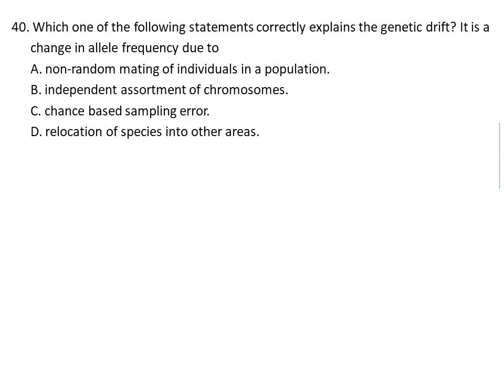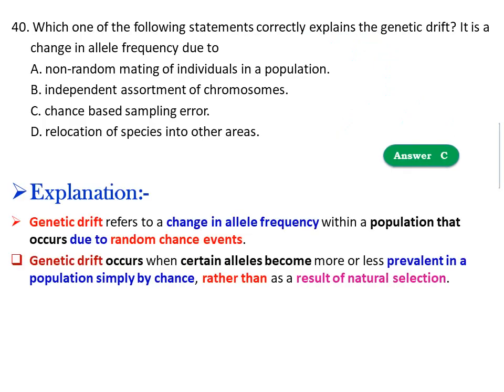Question number 40. Which of the following statements correctly explains genetic drift? It is a change in allele frequency due to a chance-based sampling error. So the answer will be C. Genetic drift refers to the change in allele frequency within a population that occurs due to random chance events. Genetic drift occurs when certain alleles become more or less prevalent in a population simply by chance rather than as a result of natural selection.